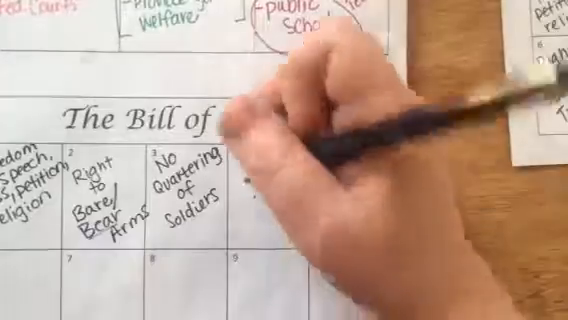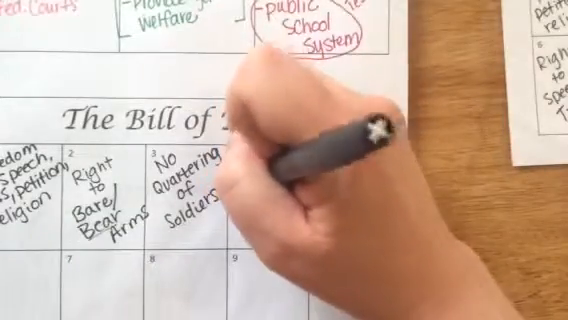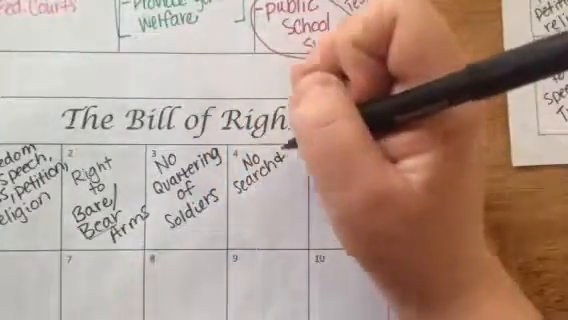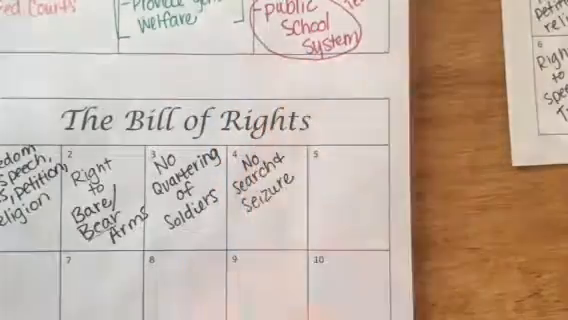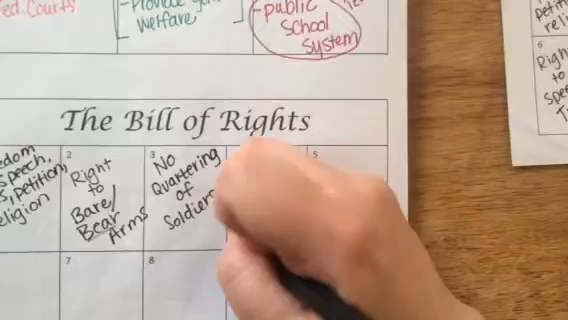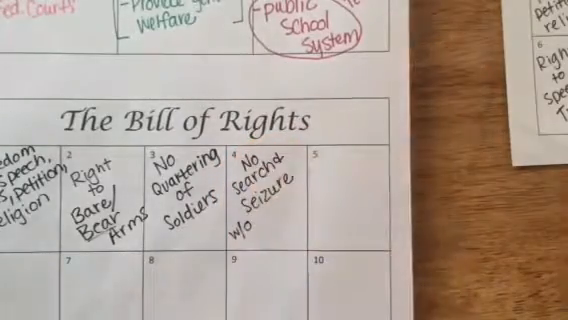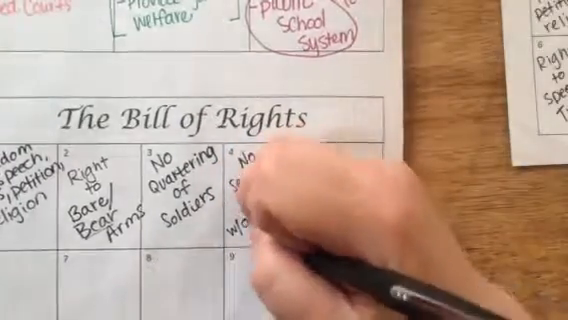Number 4 is the right of search and seizure. You have the right to privacy. Once again, police can't just knock on your door and barge in and try to find something unless they have a warrant.